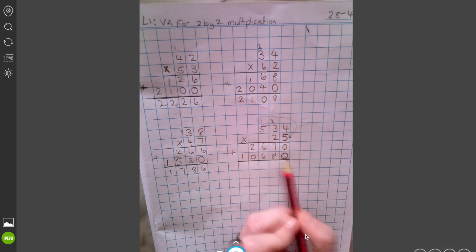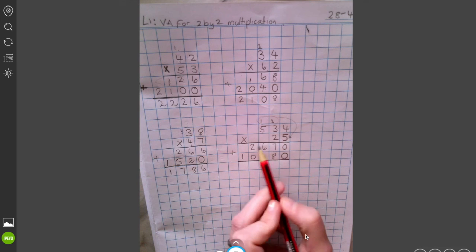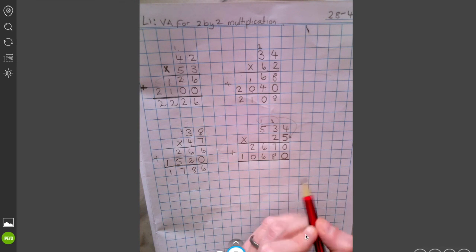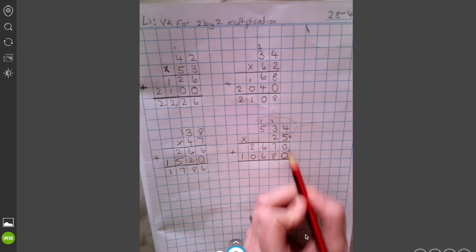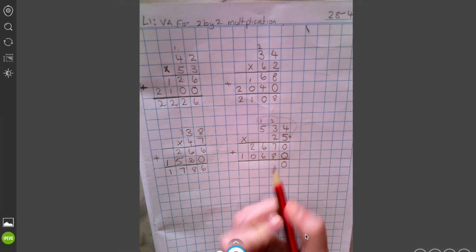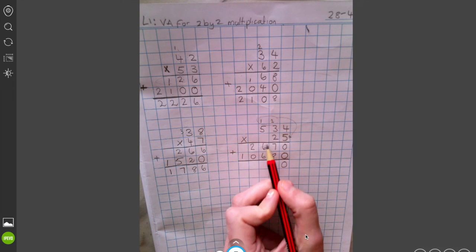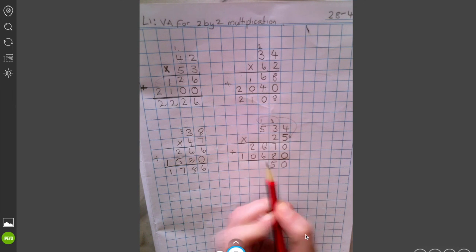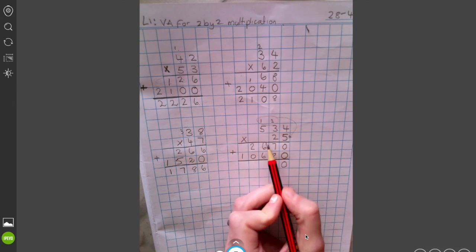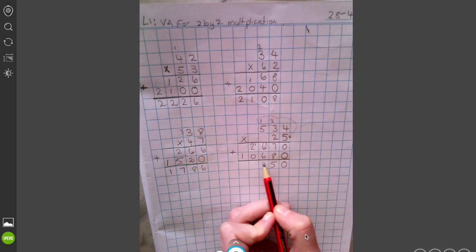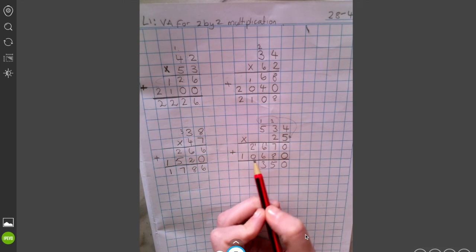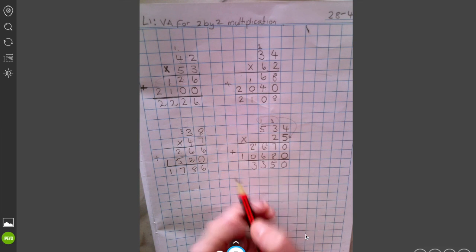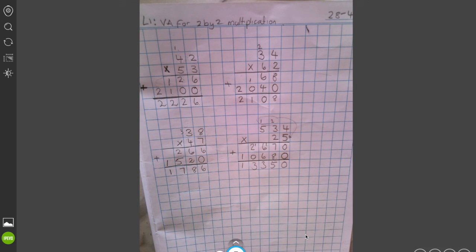All right, so now remember our final step is to add these 2 answers together to get our final answer. So 0 plus 0 is 0. 7 plus 8 is 15. 6 plus 6 is 12, plus 1 is 13. 2 plus 0 is 2, plus 1 is 3. And 1 and nothing is 1. So our answer is 13,350.